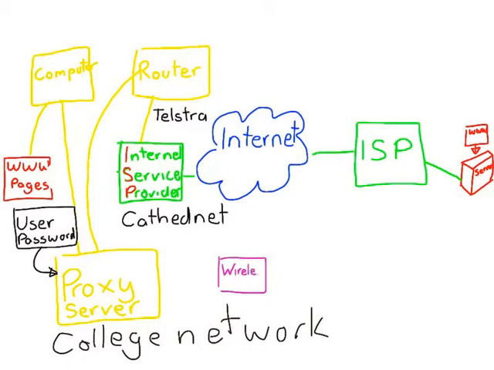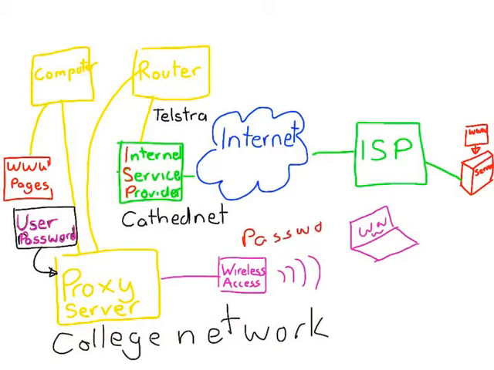Now at school, we also have a wireless network. Now the wireless access points connect to the proxy server also. So you must put your username and password in to get onto the network on a wireless device. But the wireless device itself needs a special password so it's allowed to connect to the wireless. You don't see it, it's automatically put in for you.